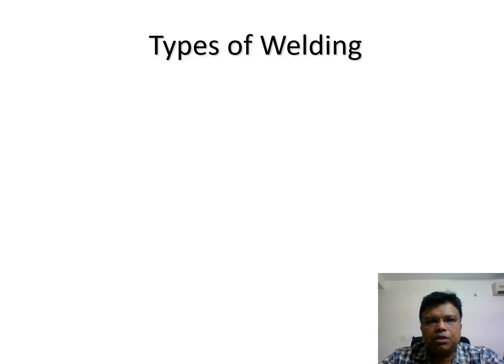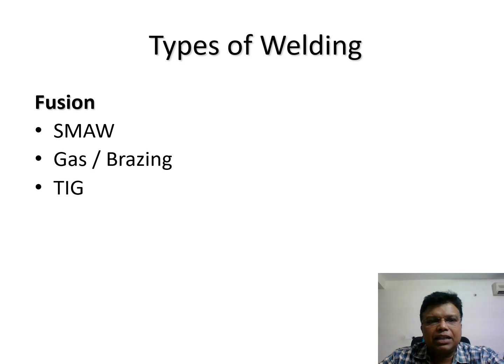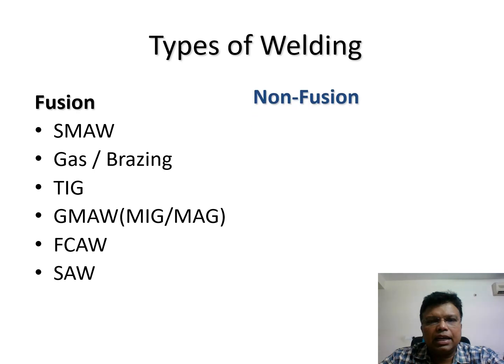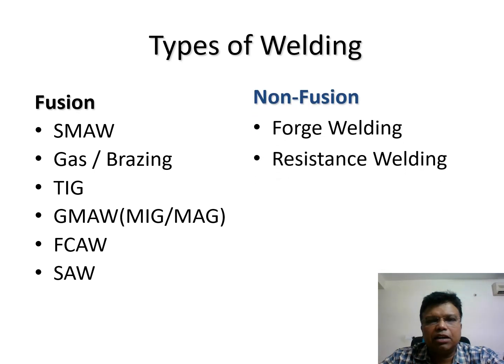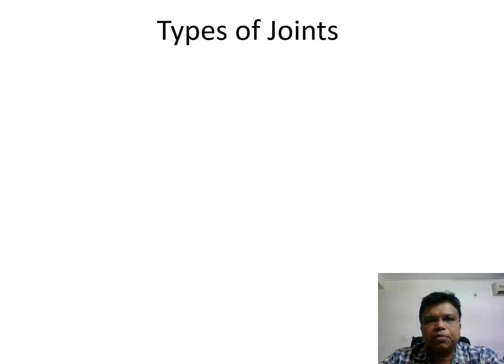Moving on to the types of welding, it is broadly classified into fusion and non-fusion welding. Under fusion welding, you have mainly gas welding, TIG welding, brazing, MIG welding, SAW welding, and under the non-fusion category, we have forge welding, resistance welding, thermal spraying, electron beam welding, laser beam welding, and soldering. So these are some of the classifications of welding.